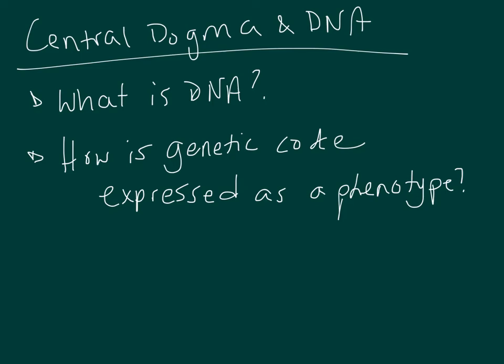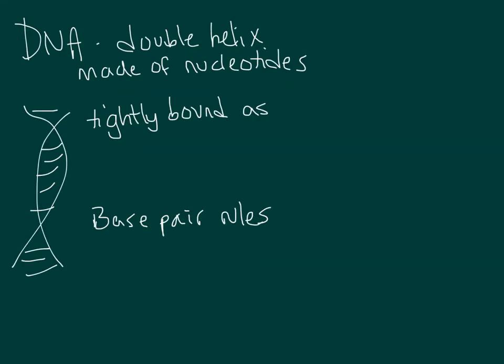Today's lecture we're going to be talking about central dogma and DNA, focusing on two big questions: what is DNA and how is the genetic code expressed as a phenotype? Phenotype, you might not know what that word means. Phenotype has to do with your physical appearance. So how does your genetic code determine who you are? That's the question we're going to be trying to explore today, building off some of the things you might have learned in 7th grade. So first off, what is DNA?